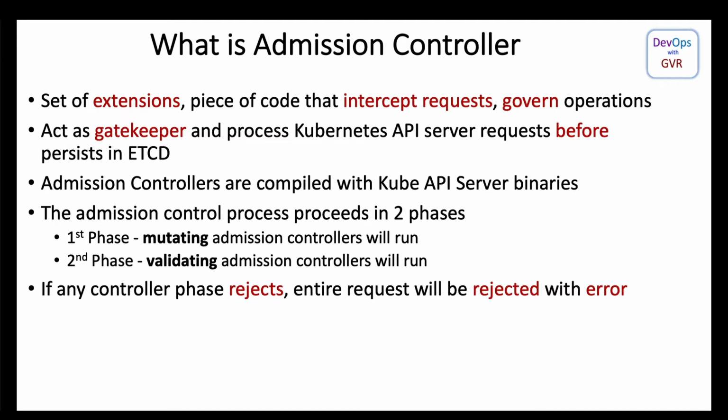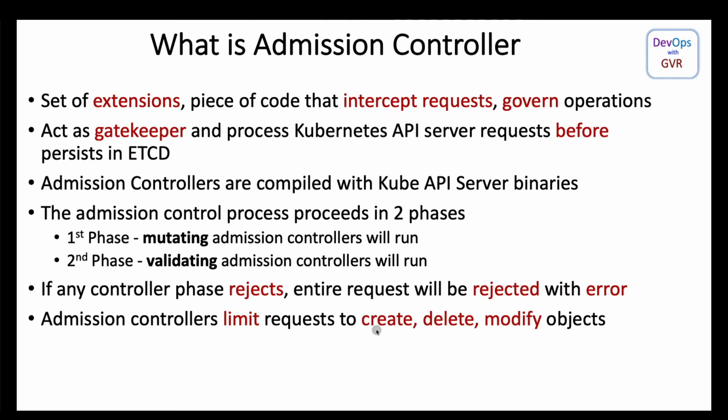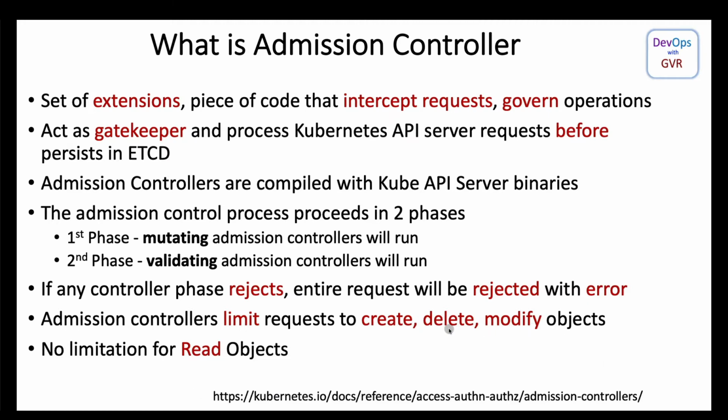Say the Kubernetes admin has defined some rules, some admission controllers, then it will give me an error. That's what it will reject with an error. The next point is admission controllers can work on modify operations only. That means create, delete, modify objects only, not on the get. Just remember, for the get, that means reading objects, there is no limitation from the admission controller. Only it will work on create, delete and modify, right? Let's get into the next one.